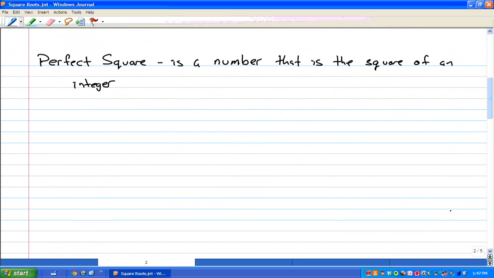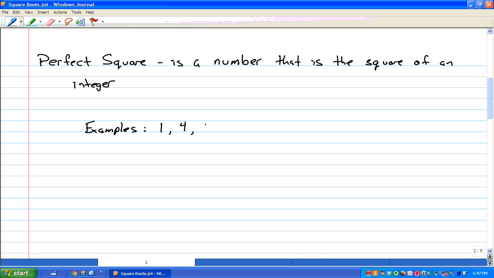A perfect square is a number that is the square of an integer. Okay, that sounds a little confusing too. But what that means is, let me give you examples. If you took an integer, we'll start with 1, and you squared it, or you multiplied it by itself, 1 times 1 is 1. Then you went to 2. 2 times 2 is 4.